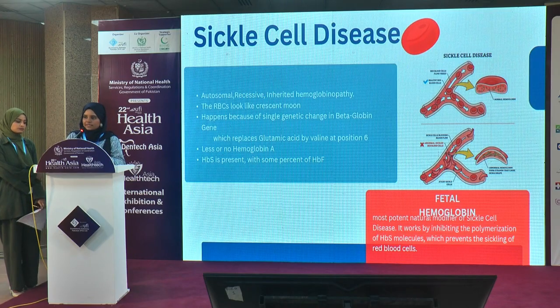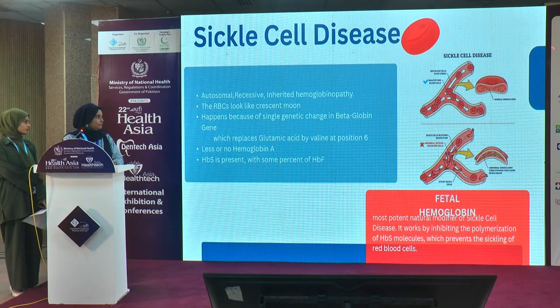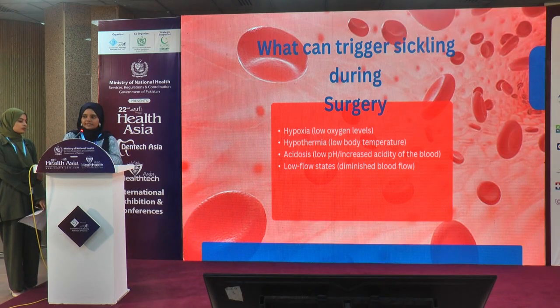The fetal hemoglobin is the natural potent modifier of sickle disease. It works by inhibiting the polymerization of HbS molecules, which prevents sickling. What can trigger sickling during CPB? Hypoxia, hypothermia, acidosis, and low flow states.